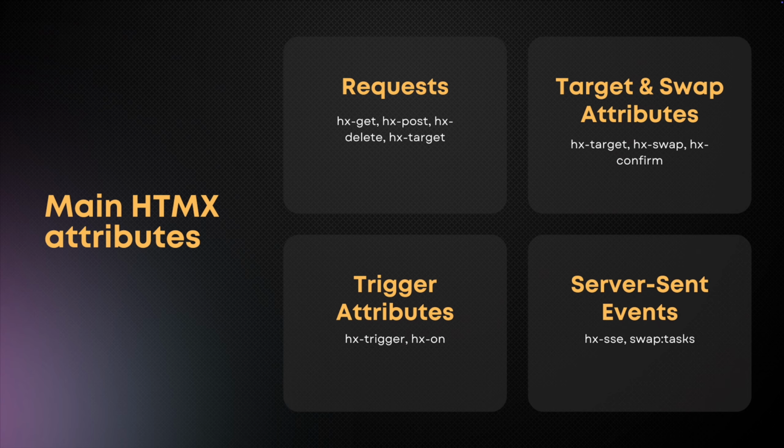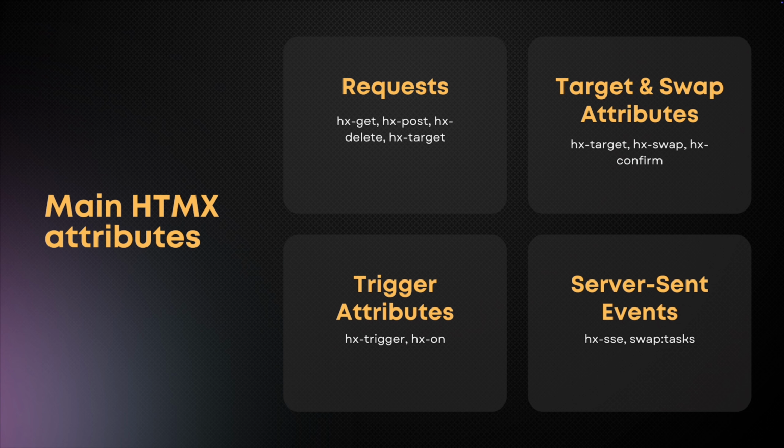Now let's take a look at the main HTMX attributes, and here we have four core categories. The first one, requests. So here we have hx-get, hx-post, hx-delete. They're for getting, submitting and deleting data. And also we have hx-target, which is actually a targeting attribute. In the demo I have prepared, I have used hx-post and hx-delete.